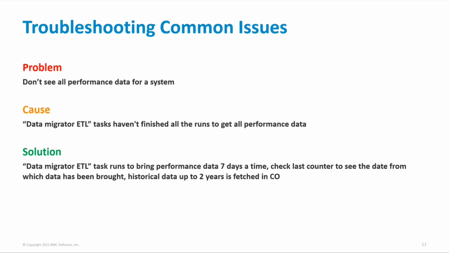As more and more runs happen for the data migrator ETL task, you will see that you will have more and more data available, and then the last counter date obviously will go in the past. So this is just a check to make sure that what you see in the last counter is what is being reflected in the HCA console. So it's all about having the right expectations.